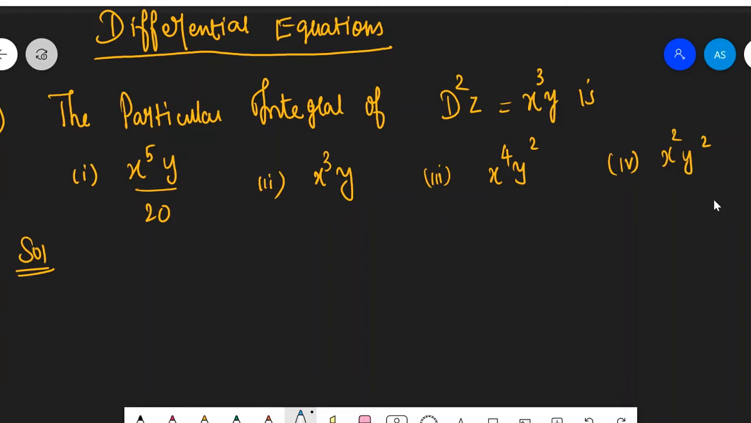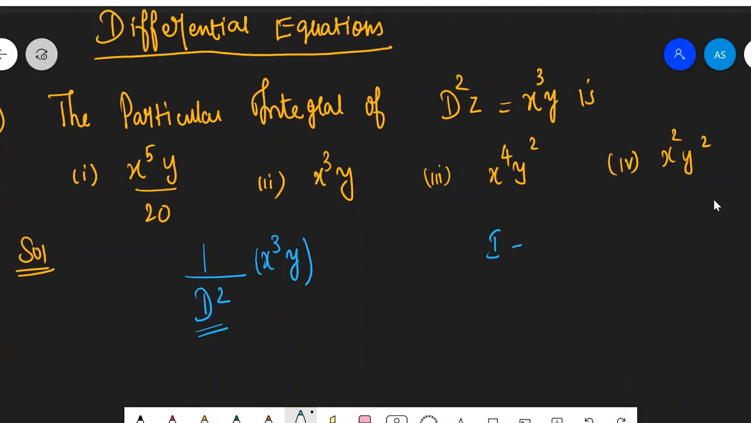Particular integral for the given function is 1 by d square into x cube y. This is a process for finding particular integral. So what is the meaning of 1 by d square? You have to integrate this expression with respect to x 2 times.